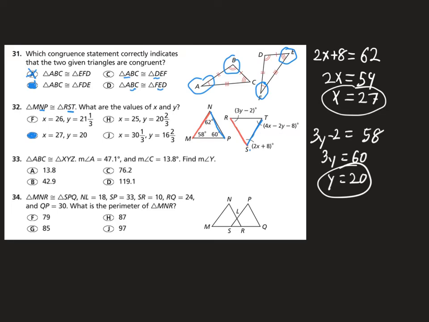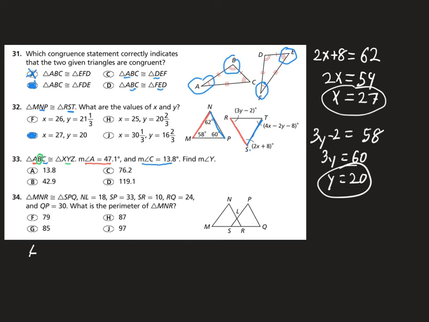Okay, so for this one, we're given the measure of angle A and given the measure of angle C, and we're asked to find the measure of angle Y. So really, since these two triangles are congruent, if we find the measure of angle B, then we're good to go. So using the triangle sum theorem, we know that all the angles inside triangle ABC need to add up to 180 degrees. So I just note that the measure of angle A plus the measure of angle B plus the measure of angle C equals 180.